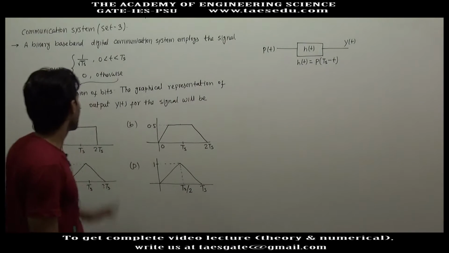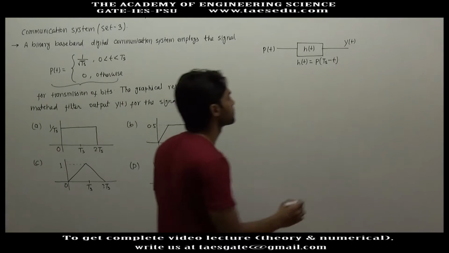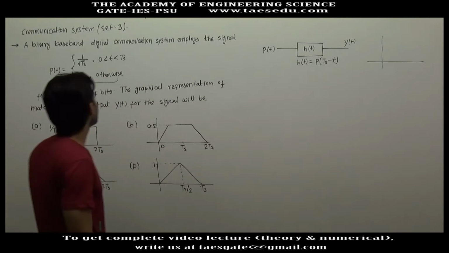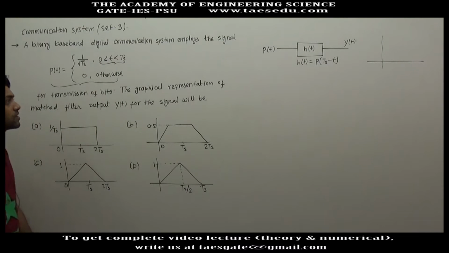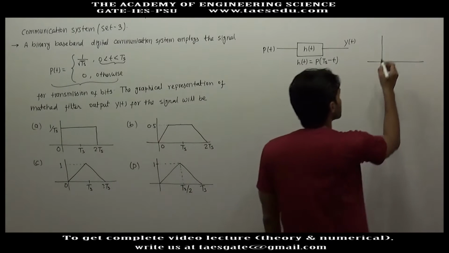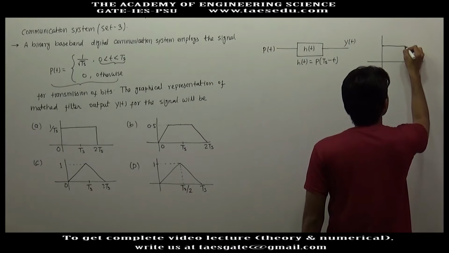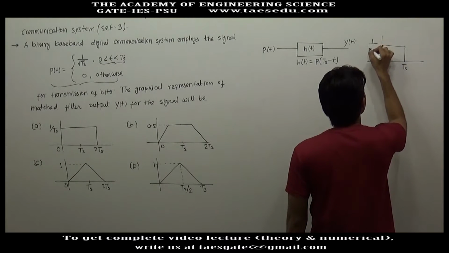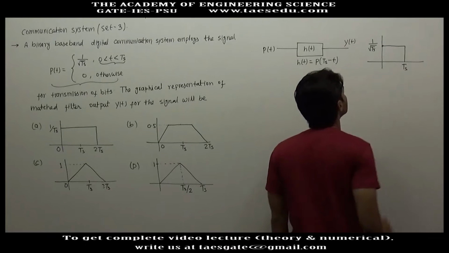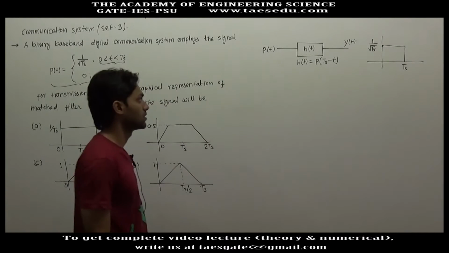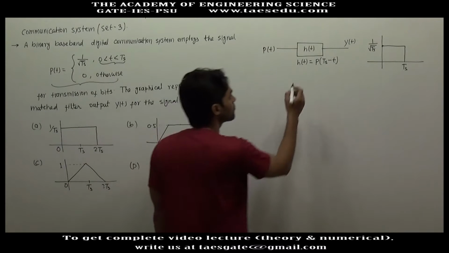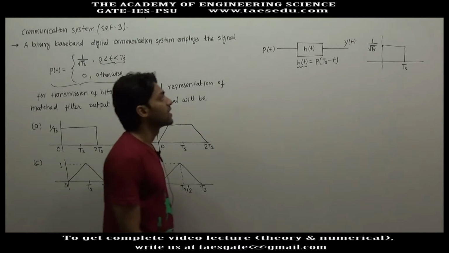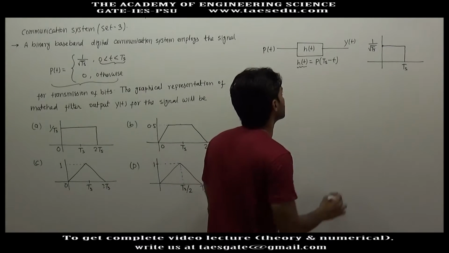Okay, and what is p(t)? The graph of p(t) is non-zero for the range of Ts starting from 0. It starts from 0 and is non-zero up to a width of Ts, and this height is 1 by root Ts. Okay. So now let us find out the shape of the matched filter, the impulse response h(t). h(t) is nothing but p(Ts - t).